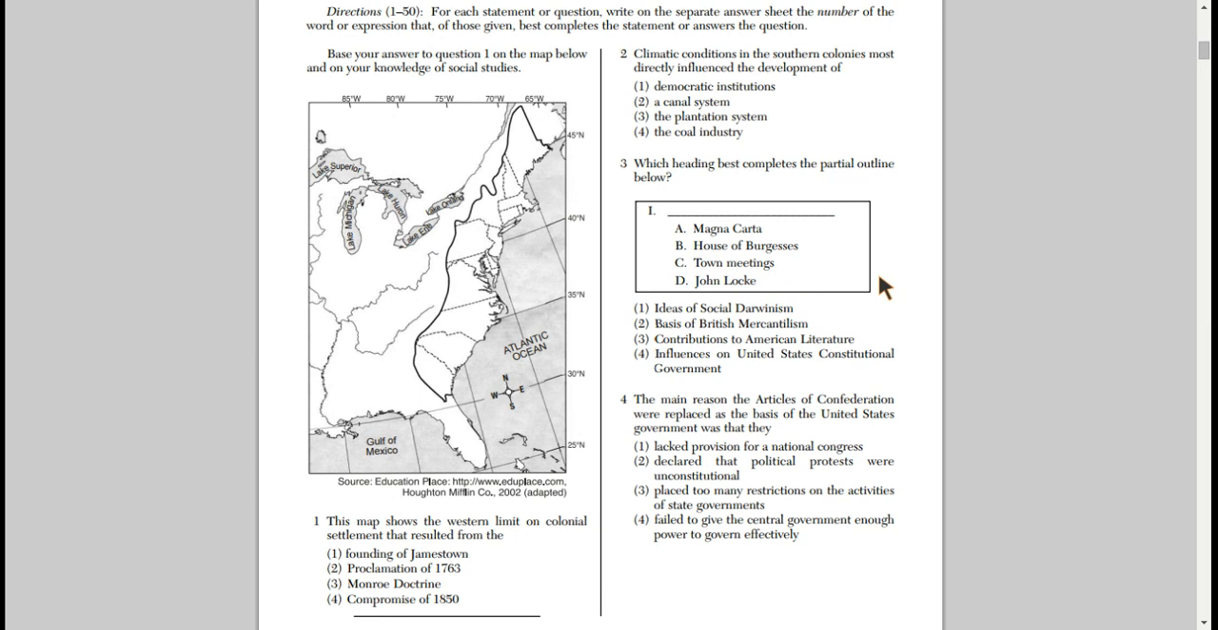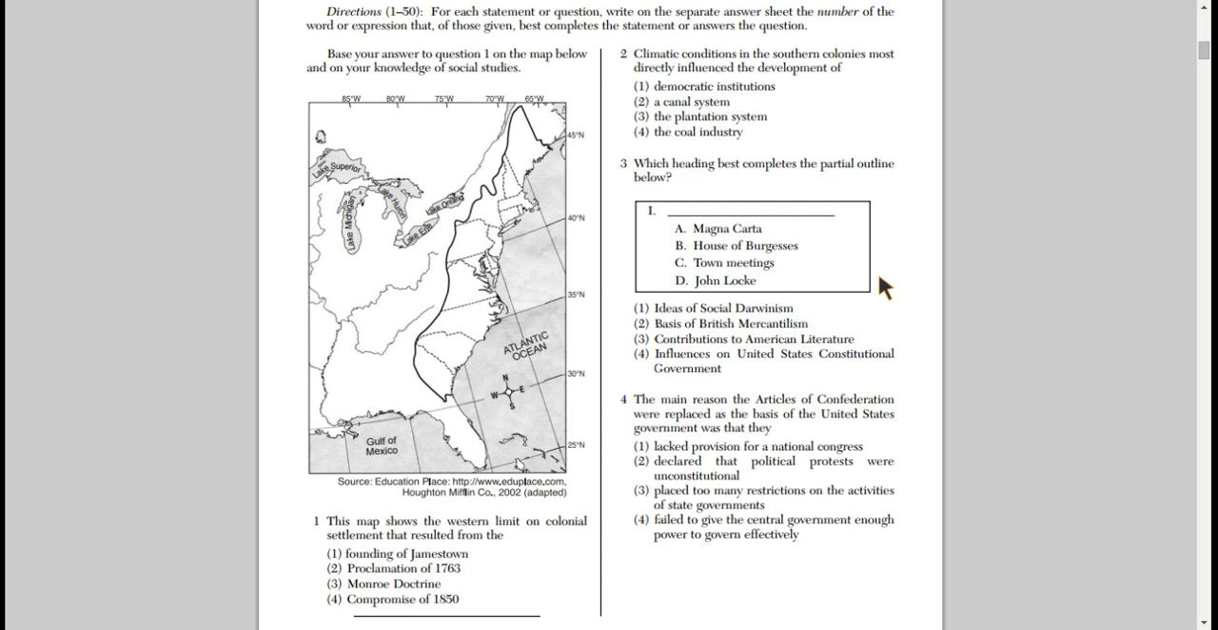All right, number 4, the main reason the Articles of Confederation were replaced as the basis of the United States government was that they lacked provision for a national Congress, declared that political protests were unconstitutional, placed too many restrictions on the activities of state governments, or failed to give the central government enough power to govern effectively. All right, so you're going to pause, get rid of 2, come back, and choose your answer. All right, welcome back. Hopefully you got rid of maybe 1 and 3, and you chose 4 as your answer.